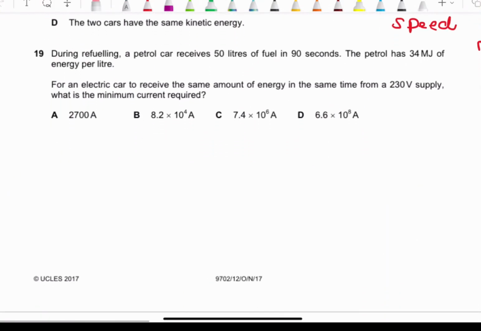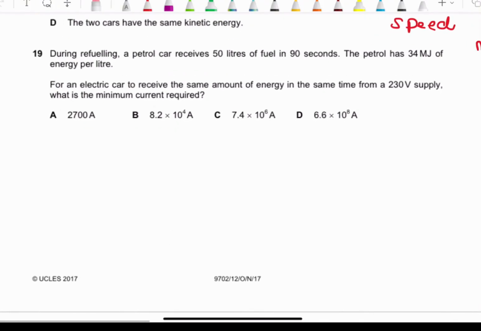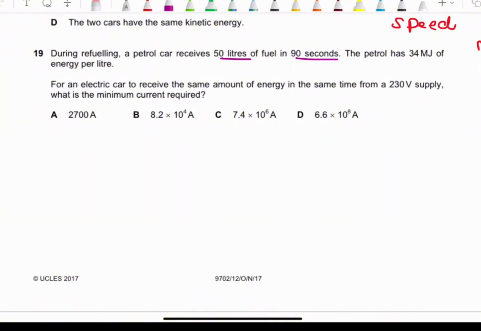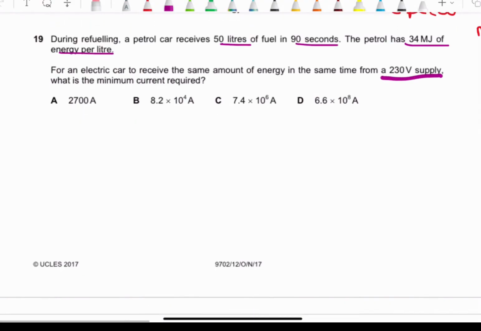Move on to question 19. During refueling, a petrol car receives 50 liters of petrol in 90 seconds. The petrol has 34 millijoules of energy per liter. For an electric car to receive the same amount of energy in the same time from a 230 volt supply, what is the minimum current that is required?